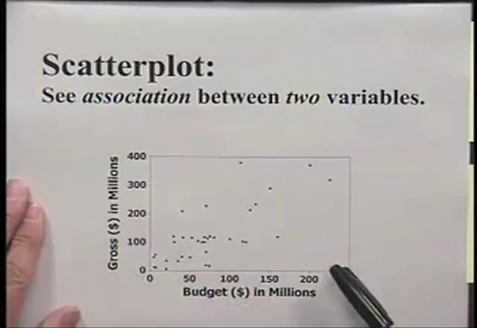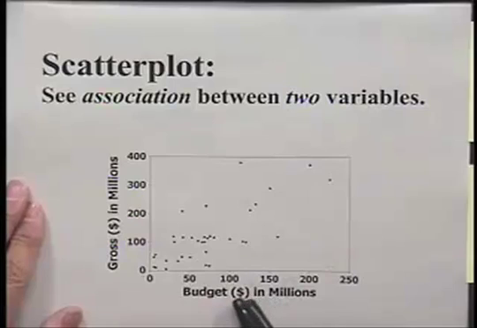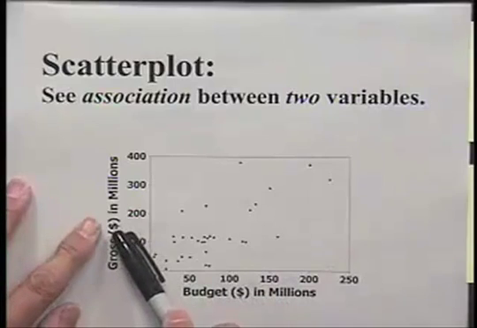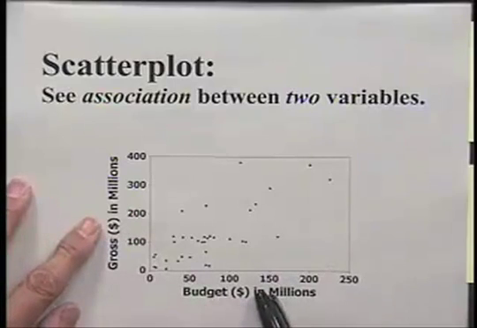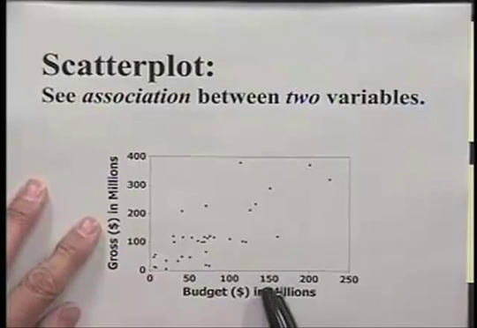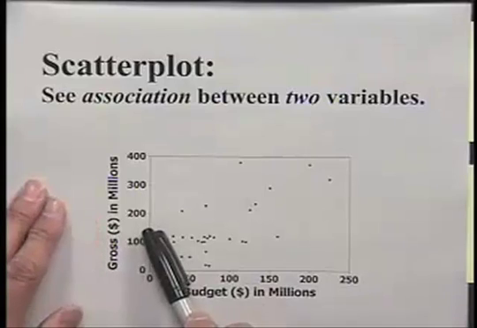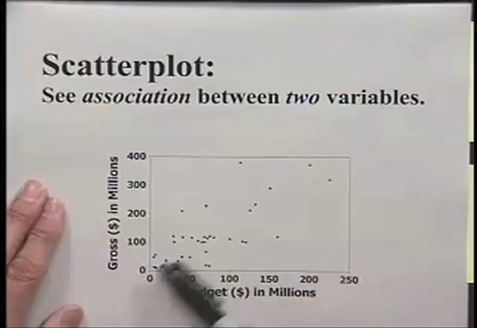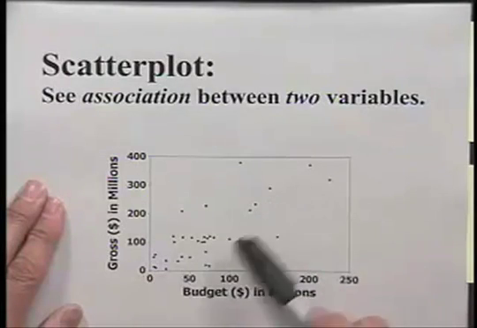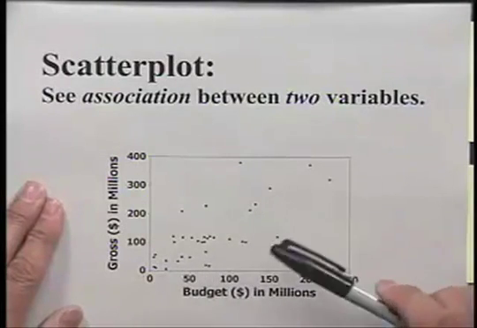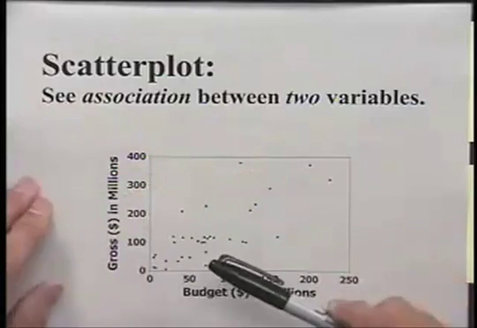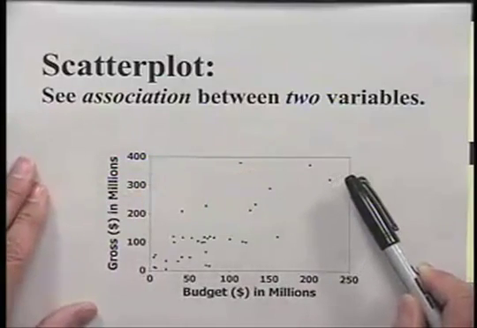If I'm in the movie industry, I'd like to be able to predict what the gross would be based on how much the budget is. I'd like to know that if I put up $100 million for a movie, I have a pretty good sense of what the gross is predicted to be. Now, these points are not all that close together, so the prediction isn't all that accurate. If they were much closer to a straight line, then the prediction would become much easier.